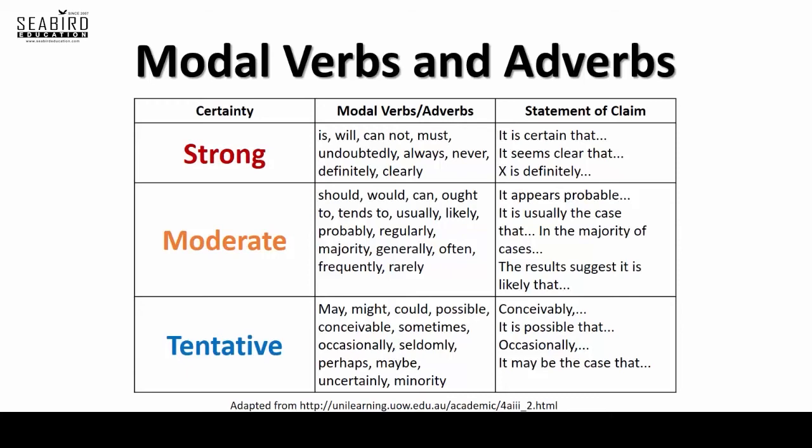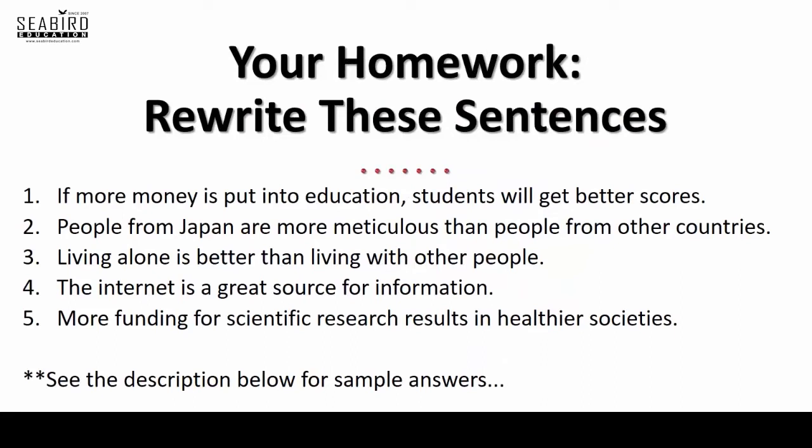Ready? Here we go. Your homework for today is to rewrite these sentences. Number 1, if more money is put into education, students will get better scores. Number 2, people from Japan are more meticulous than people from other countries. Number 3, living alone is better than living with other people. Number 4, the internet is a great source for information. And number 5, more funding for scientific research results in healthier societies.